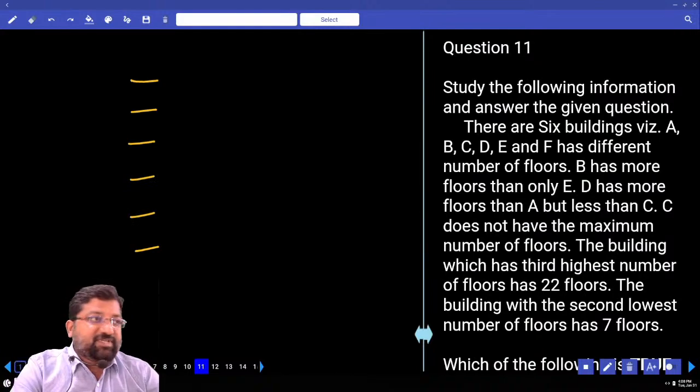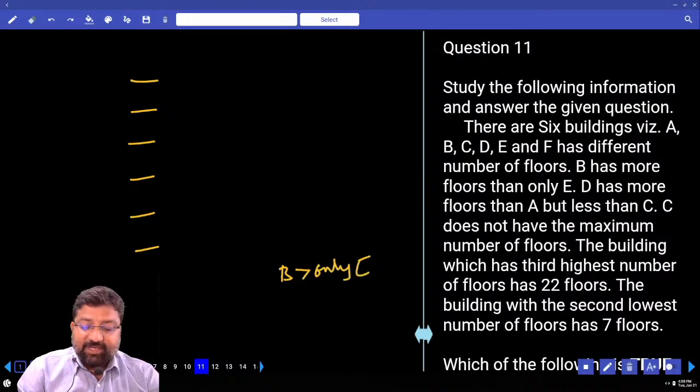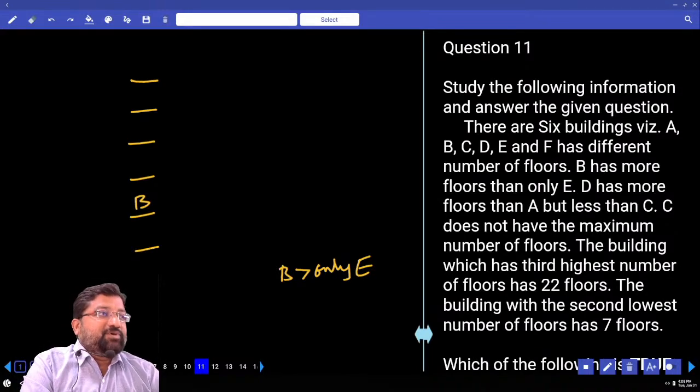B has more floors than only E. Very good. B has more, meaning greater than only E. After B, how many persons? Only 1 person. So B is in the second place from the bottom. Because behind you, if there is only 1 person, you are in the second position from last, right?